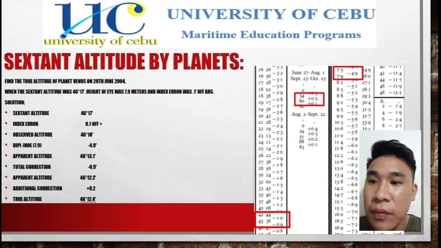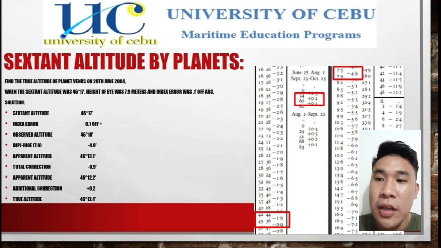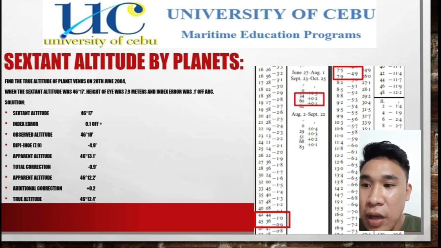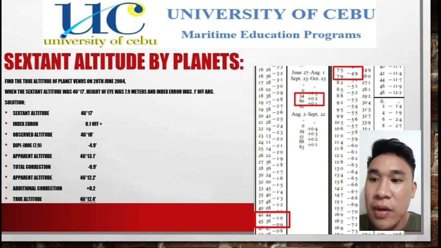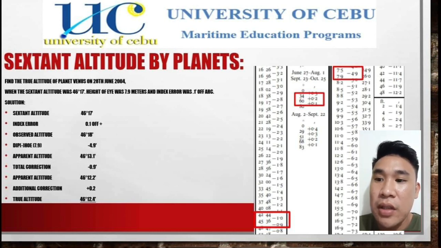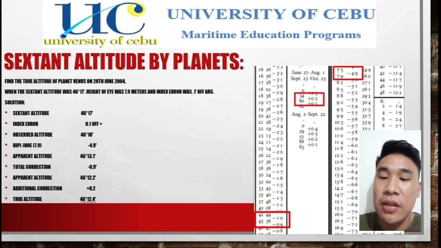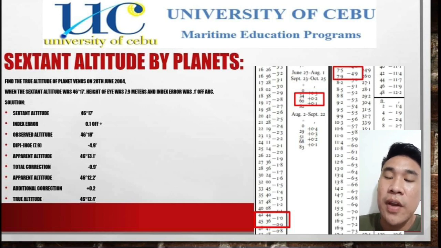Height of eye 7.8 meters gives minus 4.9 minutes, and the apparent altitude is 48 degrees 13.1 minutes. Total correction is minus 0.9 minutes, so the apparent altitude is 48 degrees 12.2 minutes, and the additional correction is plus 0.3. The true altitude is 48 degrees 12.5 minutes.